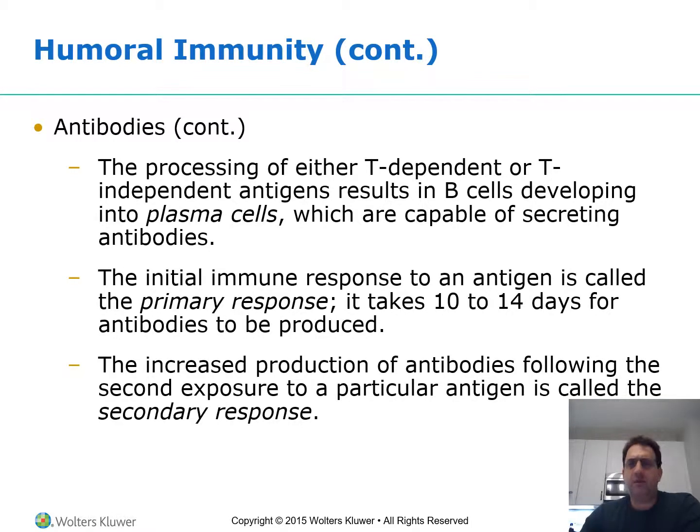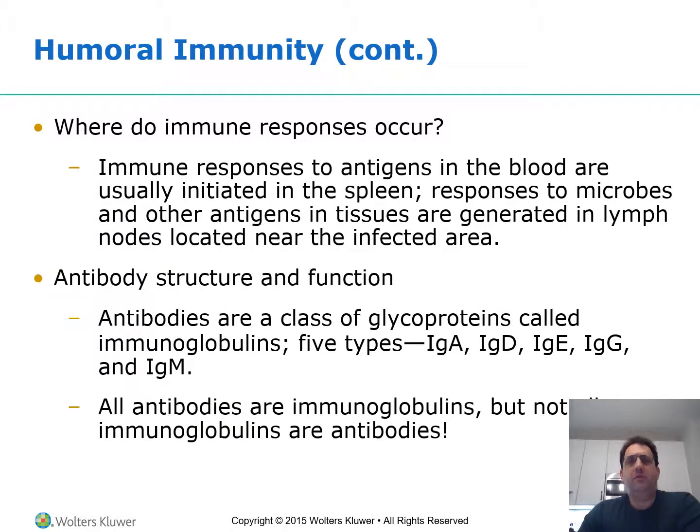The increased production of antibodies following that second exposure creates a secondary response, which is usually much quicker and much more lethal to the pathogen. Immune responses happen in the blood and in the tissues. So basically, if you have immune responses in the blood, this is going to happen in the spleen. In the tissues, this is going to happen in lymph nodes or in tonsils.